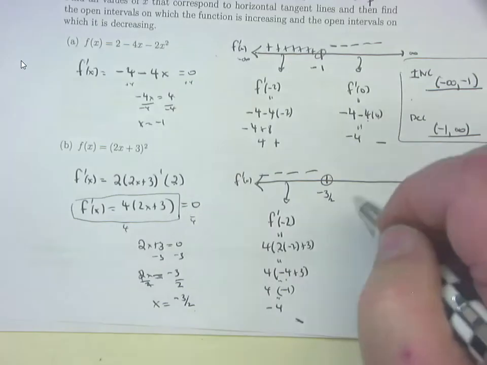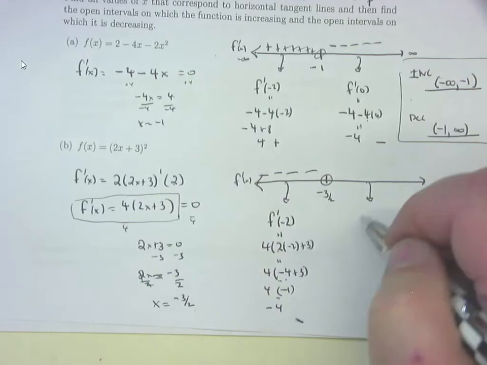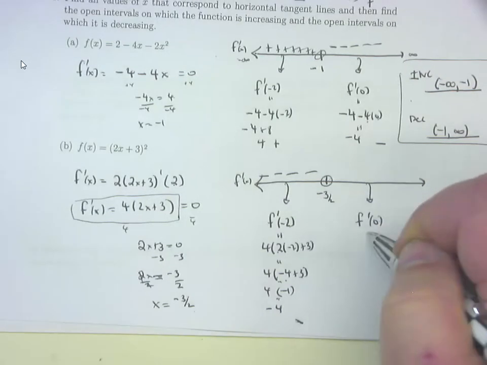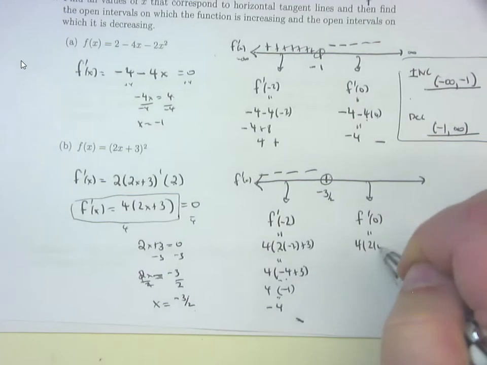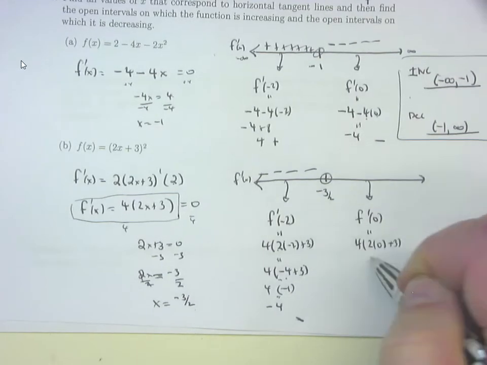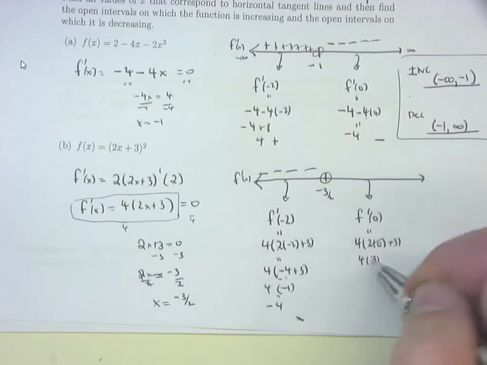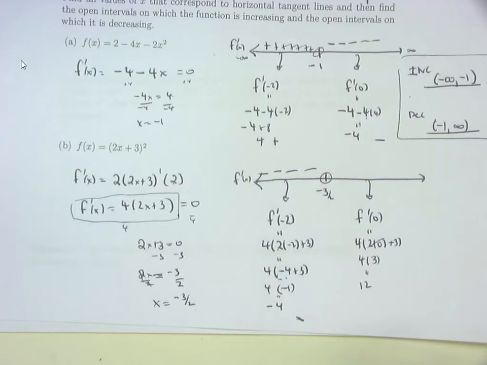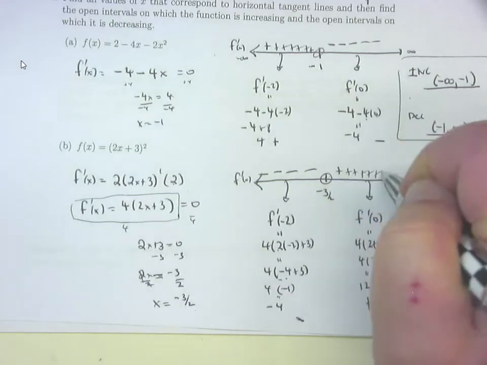Now I'm going to pick a number greater than negative 3 halves and use your brain. What point will I choose? Guaranteed 0 when I have a choice at it. So plugging in 0 would be 4 times 2 times 0 plus 3. 2 times 0 is 0, so you get 4 times 0 plus 3. 0 plus 3 is 3. And 4 times 3 is 12. I don't care what the number is, it's positive, so everybody in this interval is going to be positive.